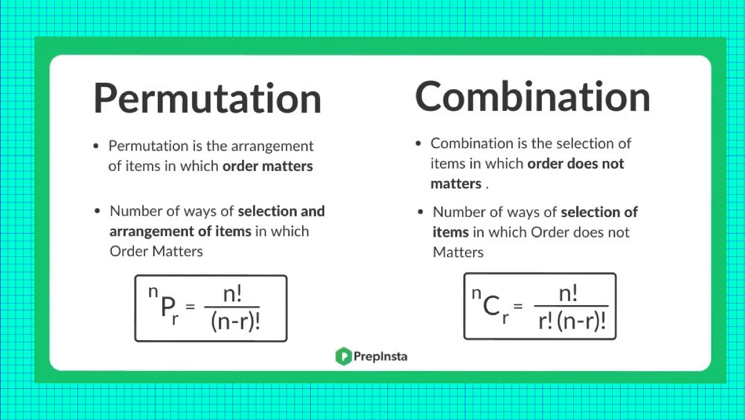Permutation is the arrangement of items in which order matters. Number of ways of selection of arrangement of items in which order matters, nPr, is equal to n factorial divided by n minus r factorial. Combination. Combination is the selection of items in which order does not matter. The number of ways of selection of items in which order does not matter, n choose r, is equal to n factorial divided by r factorial times n minus r factorial.